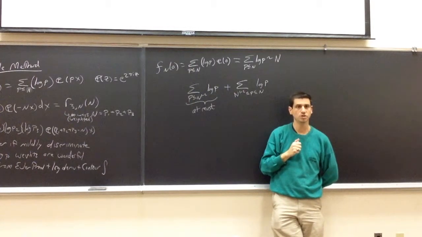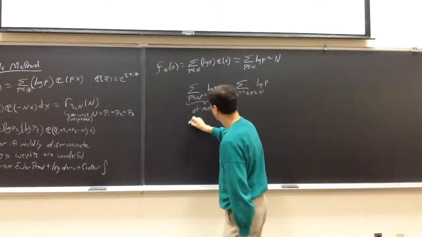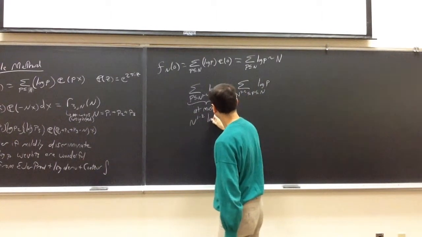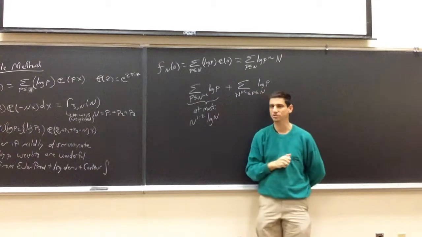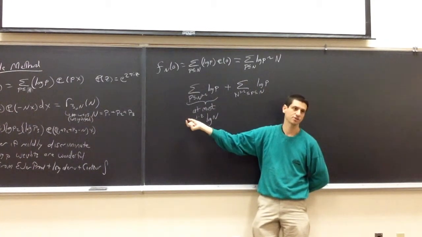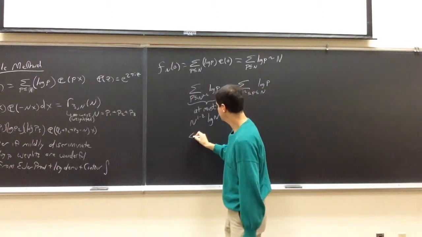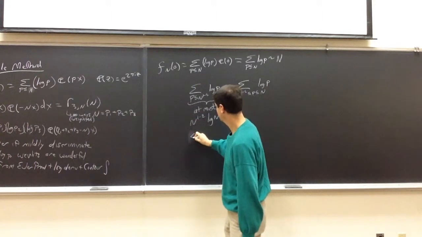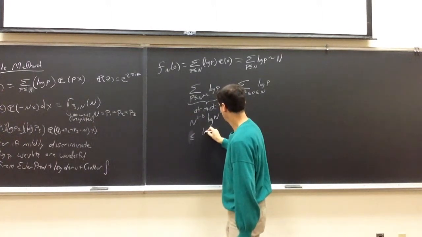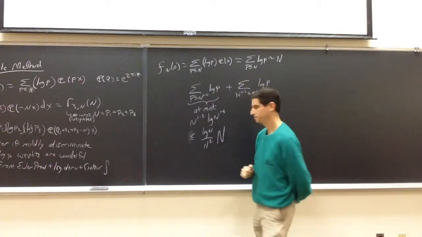How much could that be? Worst case scenario, largest it could be. N times log n, or n to the 1 minus epsilon times log n to the 1 minus epsilon. I can even be careless and just call it log n, because if I raised n to the 1 minus epsilon here, that's just going to affect the constant outside. And then this is going to be less than or equal to the log of n over n to the epsilon times n.